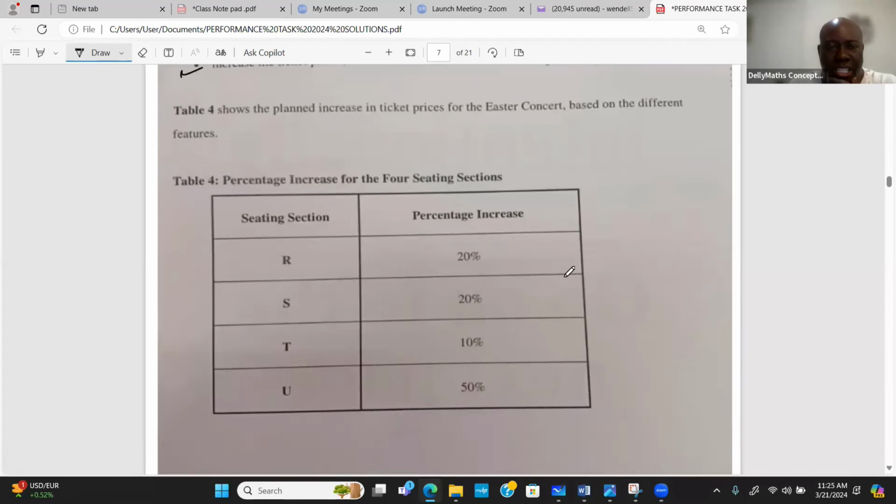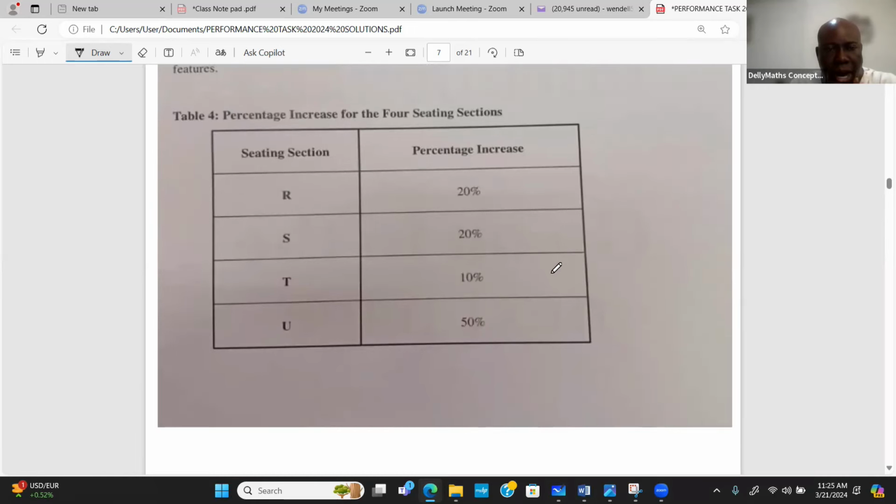So there's a percentage increase for the 4 seating sections. R and S are at the sides, the same 20% each. T is at the back, way at the back, and it's the least because you're only covered there. And then U is like the VIP section. This is the front, and it's a 50% increase. And for that one, most people love to sit in that section, all right? So let us see what the question is about.